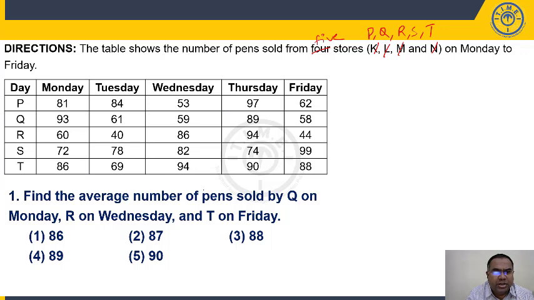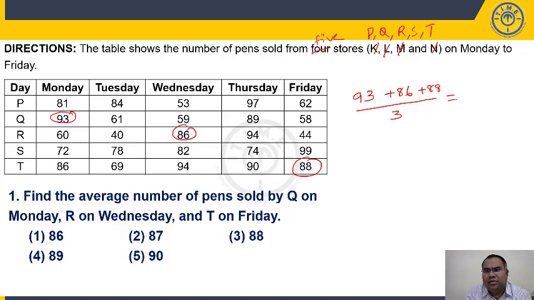Let us take the first question. Average number of pens sold by Q on Monday, 93. Then R on Wednesday is 86, plus 86. Then T on Friday is 88, plus 88. What is average? Sum of all quantities by total number of quantities. We have 3 quantities here. So how much is this? 88 plus 86, 174, plus 93. How much? 267. 267 by 3. 3 8s 24, 27, 3 9s 27. So 89 is the average. Choice 4 is your answer.